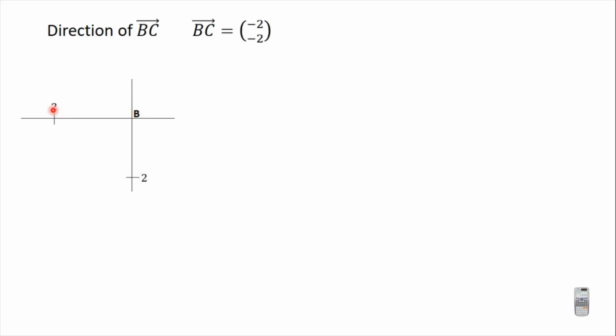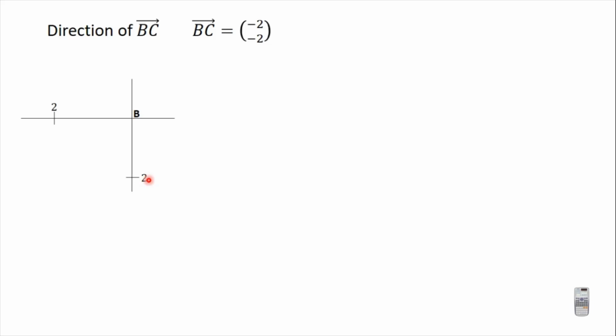So -2. This one also shows -2. So you see the sign gives you the direction in which you should move. Once again, you see that here both components are 2. So make sure that the distance from B to 2 and the distance from B to this 2 are the same, because 2 and 2 are the same.